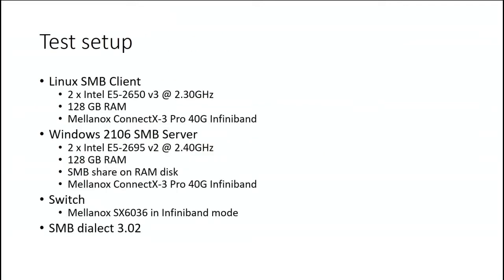Okay, so here's some test data we have collected in the lab. Keep in mind, this is a very early stage of the experiment, so the data is highly experimental. For this test, we use 40G InfiniBand on both server and client, and the SMB used is SMB 3.02. Keep in mind it's 40G InfiniBand, which means the line speed will be 32G.